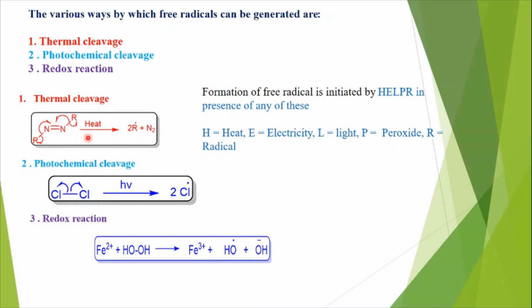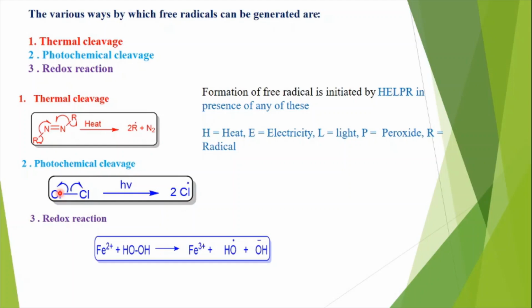An example of thermal cleavage: this azo compound shows homolytic cleavage. In presence of heat, it converts to twice R radical and N2 molecule. Then the second one is photochemical cleavage. So the name itself suggests that the homolytic cleavage or homolysis of the sigma bond takes place in presence of light or a photon.